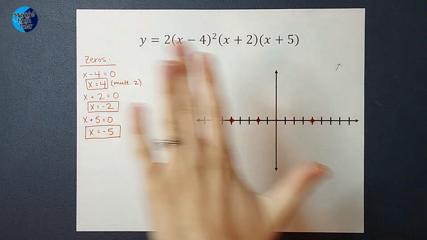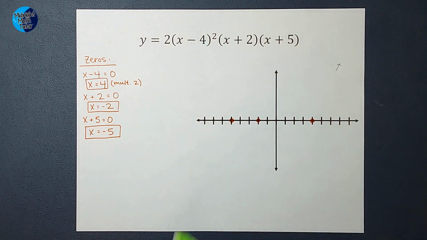Then we need to know what the left side of our graph does. Does it end up or down, okay? Now, to know what this one does, we look at our degree, okay? Which means our highest exponent.